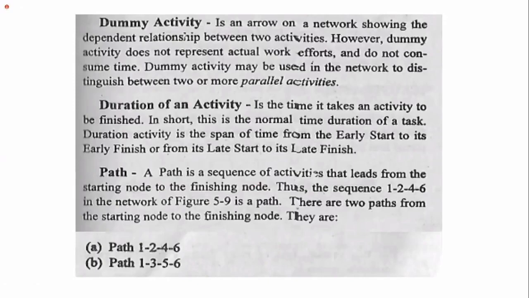Duration of an activity is the time it takes an activity to be finished. In short, this is the normal time duration of a task. Duration activity is the span of time from early start to its early finish. So the path. A path is a sequence of activities that leads from the starting node to the finishing node. Thus the sequence 1 to 4, 6. So path, so that is from the start to finish ng node.